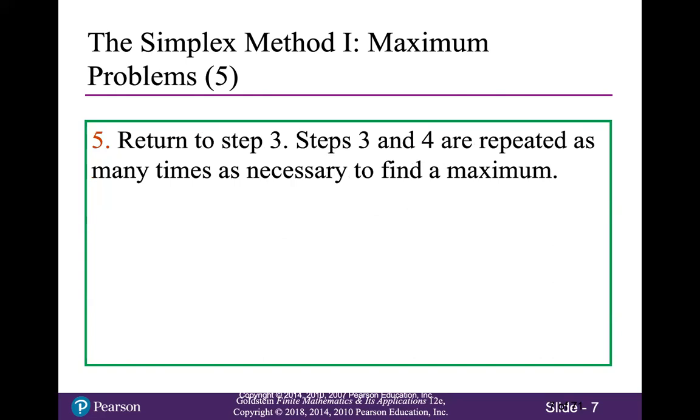So then we return to step 3. Steps 3 and 4 are repeated as many times as necessary to find a maximum. In other words, once you have your new tableau, look in the bottom row for a negative entry. If there isn't one, you're done. If there is one, choose the most negative one, and then look at your ratios to see where to pivot next.